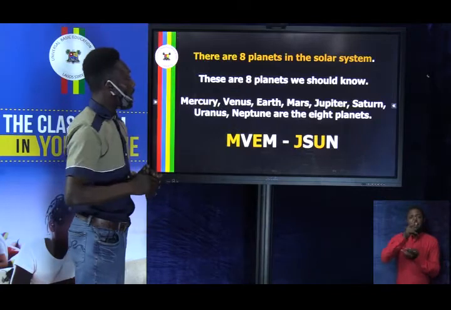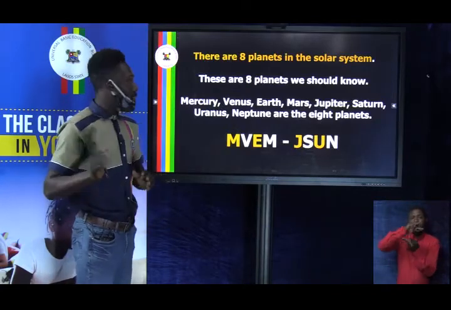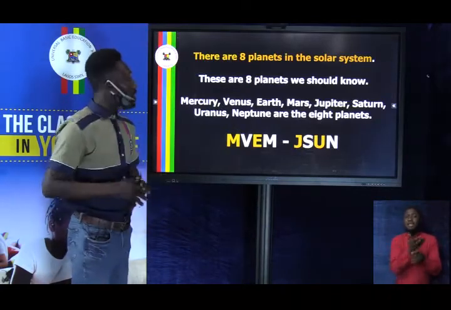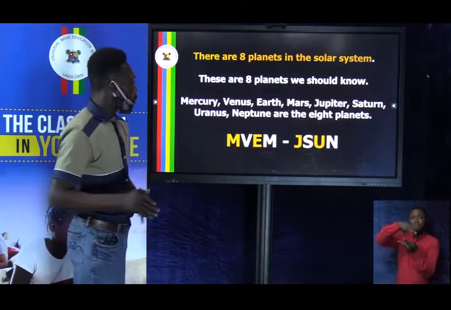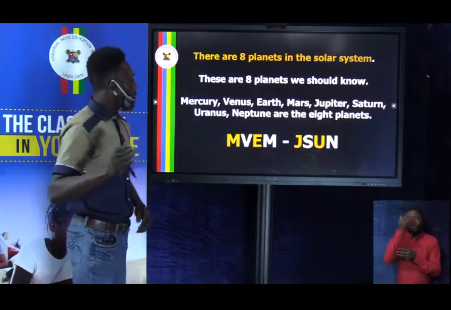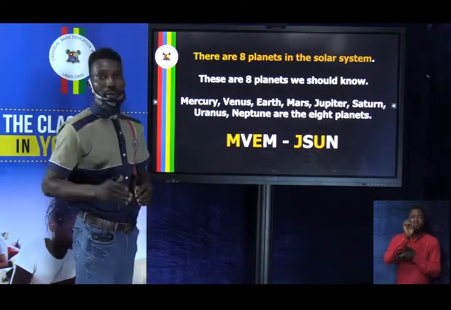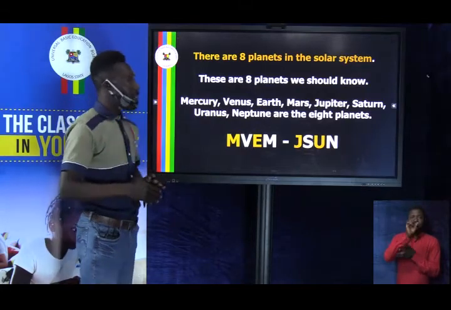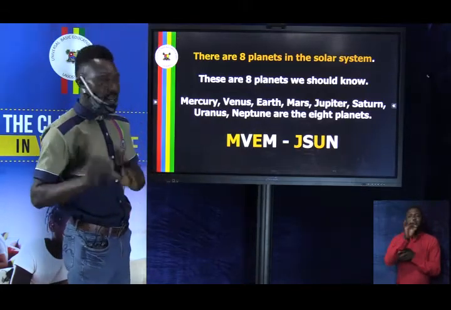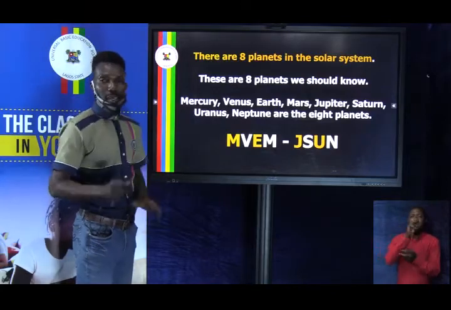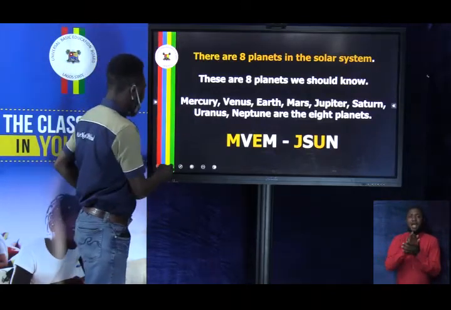There are 8 planets in the solar system. These are 8 planets we should know. Mercury, Venus, Earth, Mars, Jupiter, Saturn, Uranus, Neptune are the 8 planets. And them, Jason.